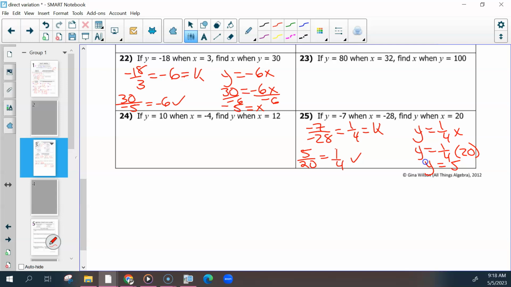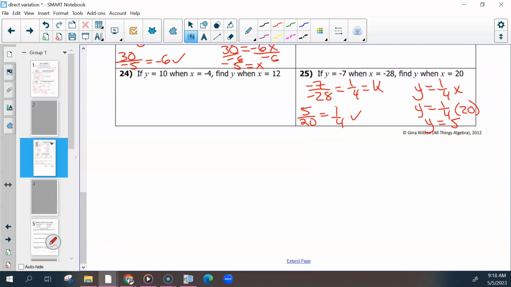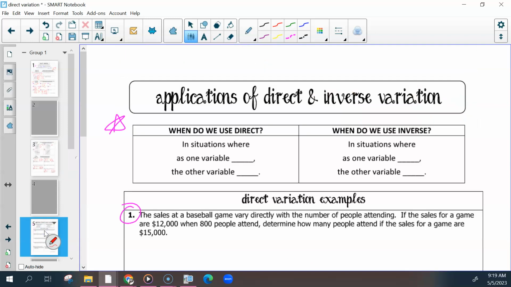Right. Any questions on how to find the missing value? Go on to the next page. It's always y divided by x. Right? I think I took this box out.